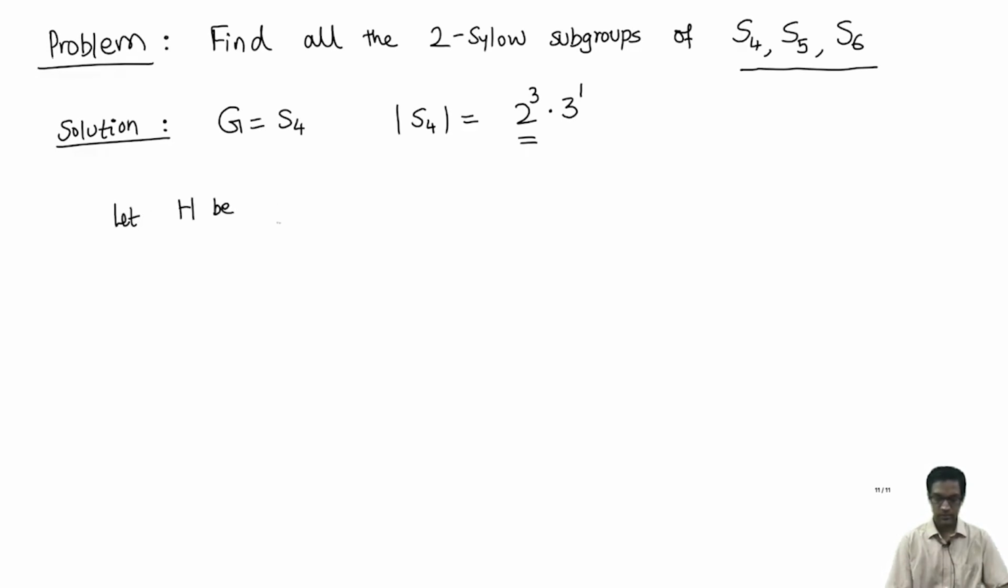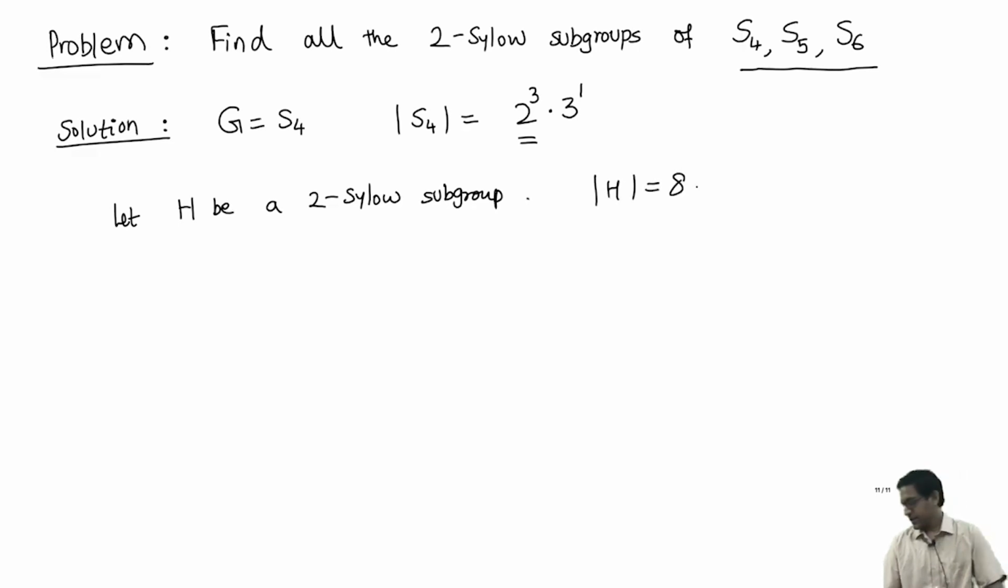Let H be a 2 Sylow subgroup. The cardinality of H is 8. Let's try and find a subgroup whose cardinality is 8. Now there are some obvious things we can start with. I'm looking at all permutations of the numbers 1, 2, 3 and 4. So for instance, here's one possibility.